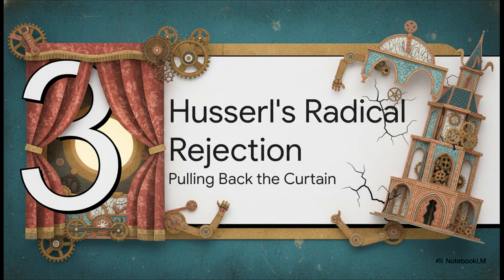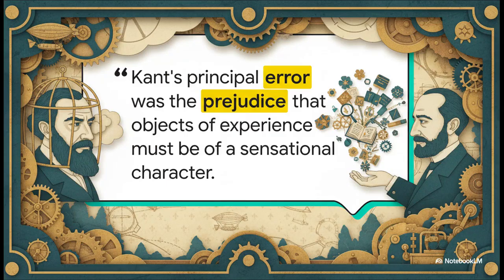And he looks at this whole complicated framework, this huge divide between an unknowable reality and our experience, and he basically says it's a monumental error. A beautiful, complex building, sure, but one that's built on a single, false premise. He wants to pull back the curtain, only to show us that there was never anything behind it to begin with. This quote, this gets right to the heart of Husserl's whole critique.